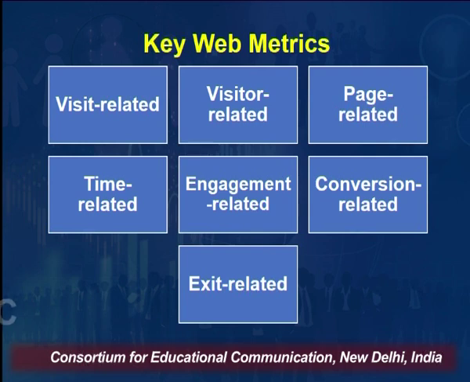Now, when I talk about tools or the metrics, what kind of metrics or measurement variables am I looking at? So students, I can compartmentalize my web metrics into 7 broad categories. There could be some visit related metrics, as we have seen: how many people are visiting my website, how many people are visiting my web page.